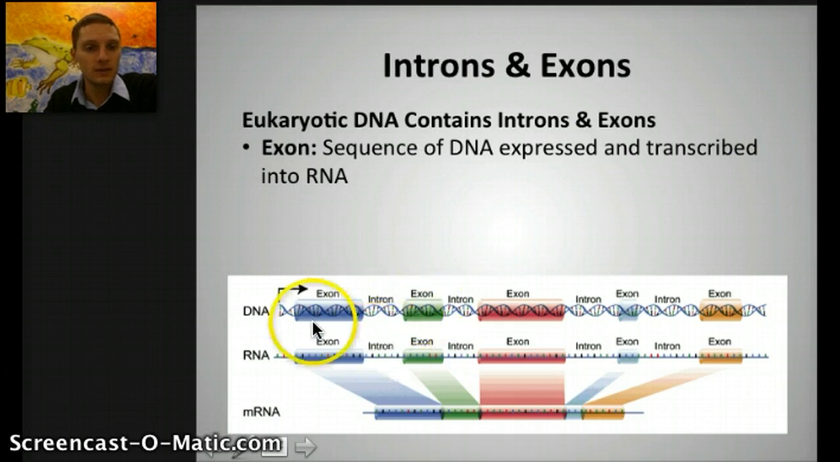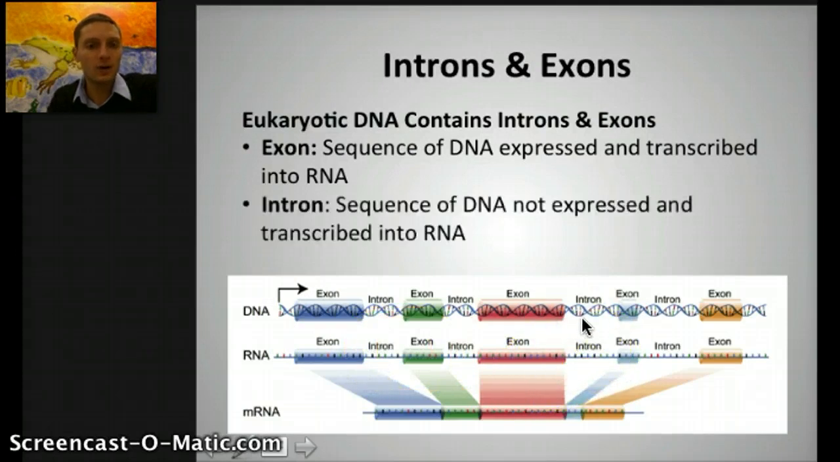So in our image here, we've got a DNA sequence. Here's an exon, intron, exon, intron. The only portion that actually gets turned into our messenger RNA, which then goes on to make our protein, is just these exon portions. The introns are parts that are not expressed and transcribed into RNA. And for a long time, scientists thought that it was just basically junk or garbage DNA, and that it really didn't do anything.